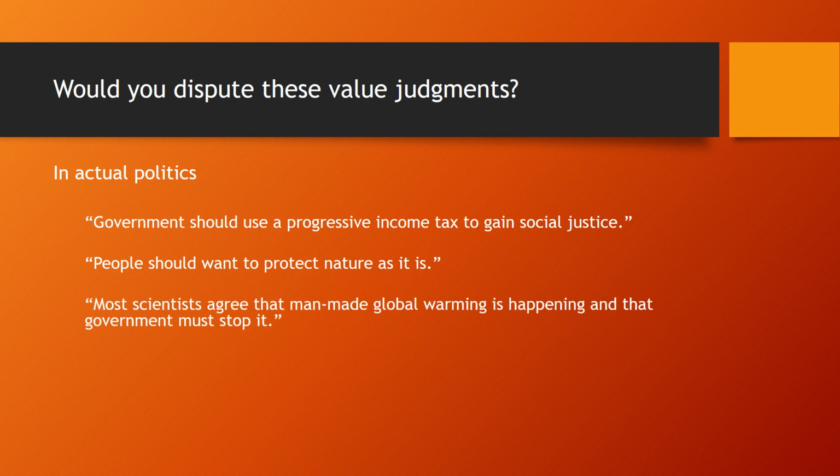Another possibility that you might hear is, most scientists agree that man-made global warming is happening and that government must stop it. And this would be a different kind of value judgment than we make in economics because, again, it disputes the value judgment that we should take individual preferences as given.